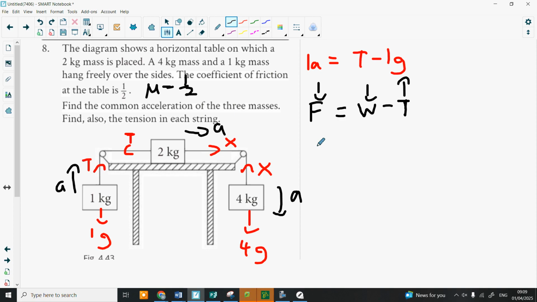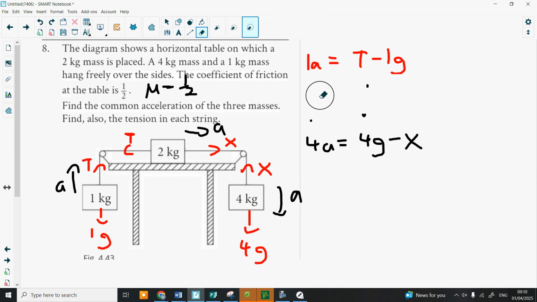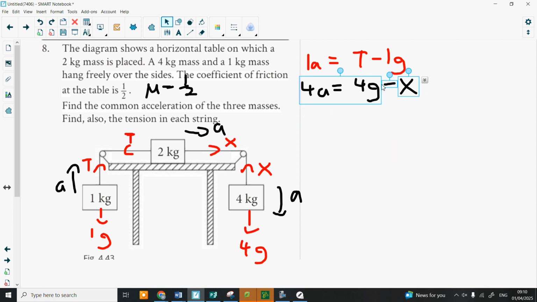So what's this going to be? 4A equals? Now it's not T though. It's actually X, isn't it? Because the tensions aren't the same thing. So there are 2 tension variables. They're not compatible with each other, are they? It's like one of them's Apple and the other one's Android. They can't talk to each other because they have different tension systems, yeah?